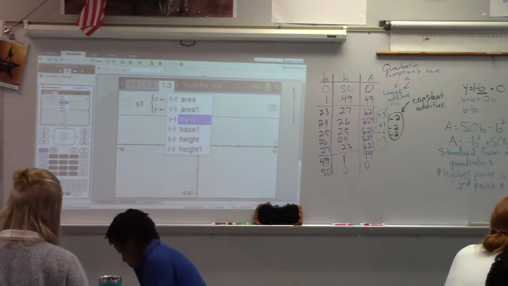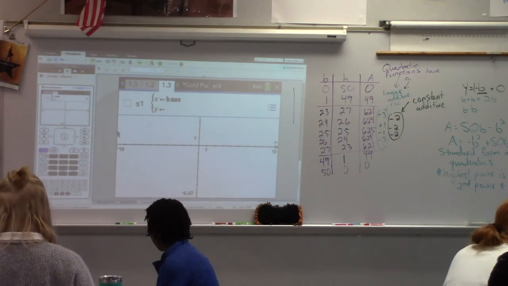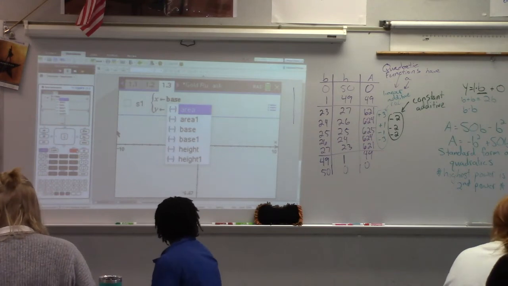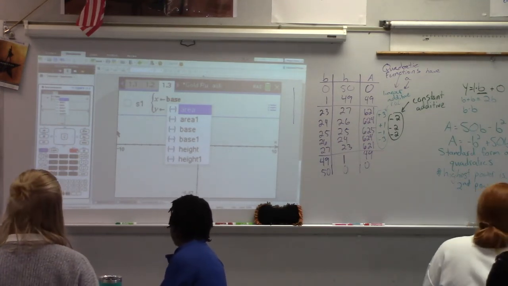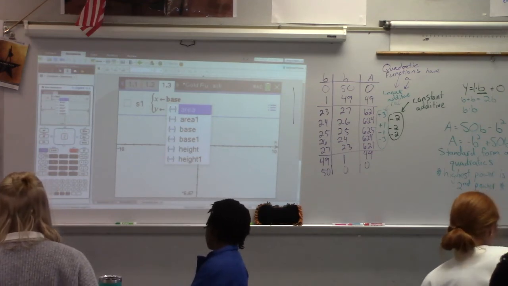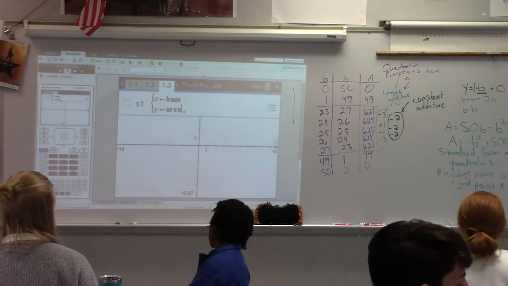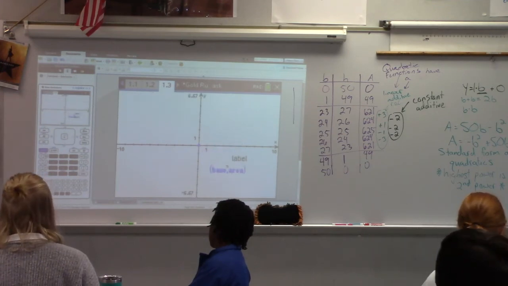Okay, so I'm going to make my independent variable base. What's the dependent variable, the output that I want? Height? But remember, height is what we had to use, but what's my dependent in the equation? I want area, right? So I've got base and I've got area. You need the corresponding ones. And I'm going to hit enter. I only see 1 point. Anyone know why?